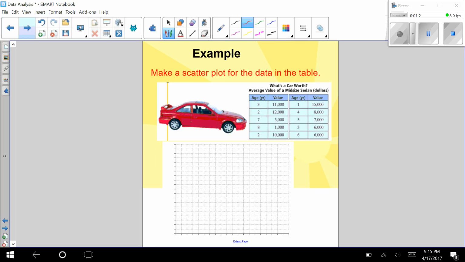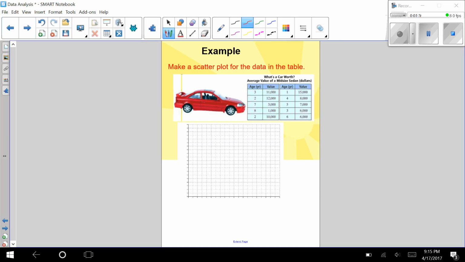All right, now we are going to make a scatter plot for this data. We have age of cars and their value. So from what I have experienced in my life, the age of the car affects its value. So we're going to put age of car along the bottom and value as our dependent variable. So age of car, we have to go up to 8. So let's make each line worth 1.